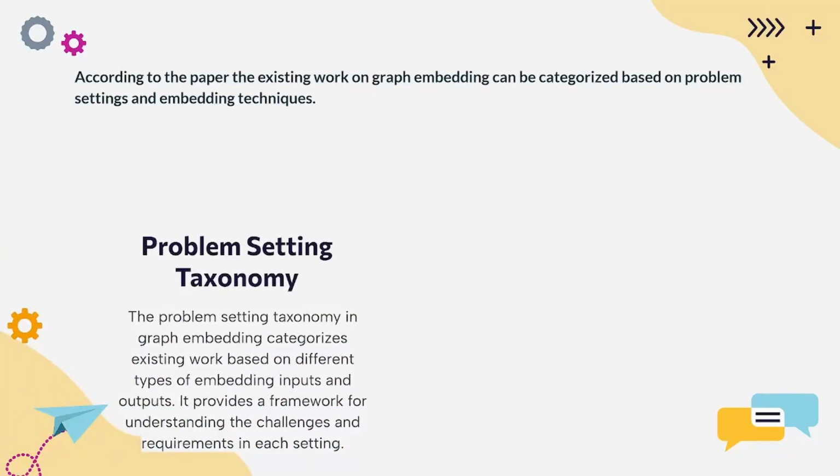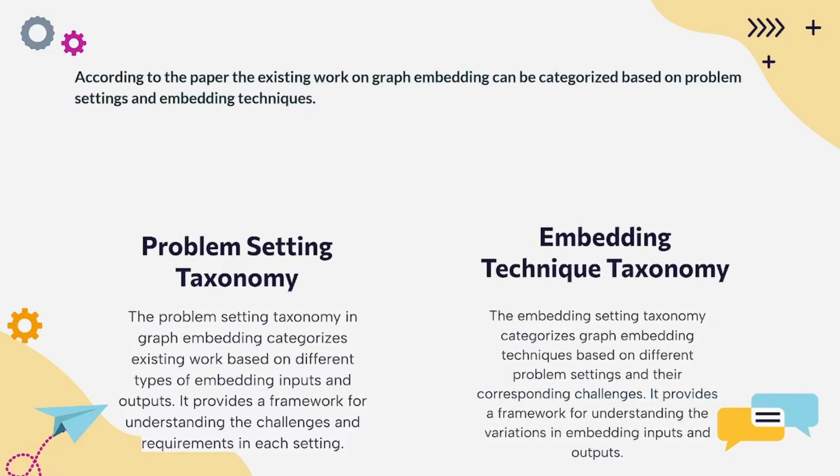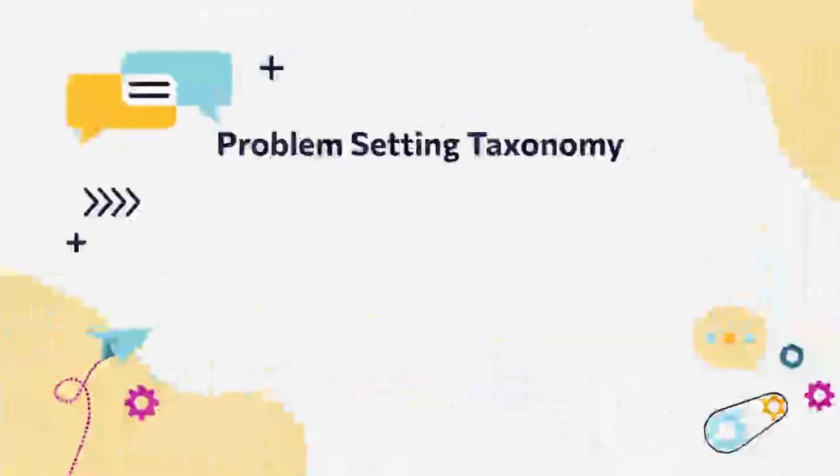The problem setting taxonomy in graph embedding characterizes the existing work based on different types of embedding inputs and outputs. It also provides a framework for understanding the challenges and requirements in each setting. The embedding technique taxonomy categorizes graph embedding techniques based on different problem settings and their corresponding challenges. It provides a framework for understanding the variations in embedding inputs and outputs. This we will study in brief detail in this slide, the problem setting taxonomy.